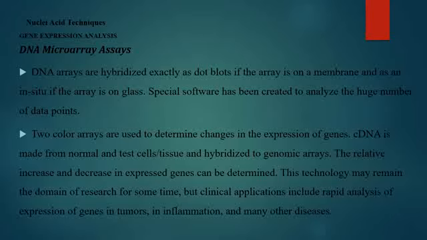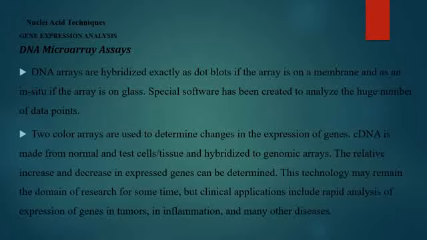Now we have 2 color arrays which are used to determine changes in the expression of genes. Now cDNA, complementary DNA, is made from normal and test cells, and then we hybridize them to genomic arrays. Now the relative increase and decrease in the expressed genes can be determined. So whether the genes have increased or decreased, you can determine because of the color arrays that are developed.